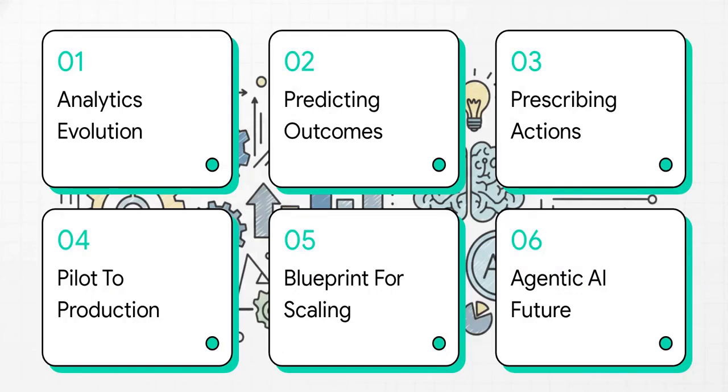Here's a quick look at how we're going to break this all down today. We'll start with the analytics evolution, then move into predicting financial outcomes and prescribing the best action. After that, we'll talk about actually transitioning from pilot to production, look at a blueprint for scaling, and finally wrap up with the agentic AI future.